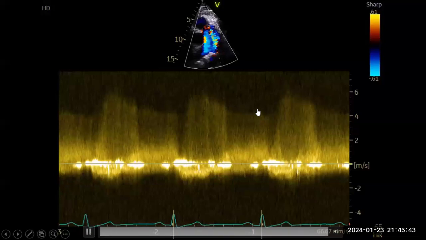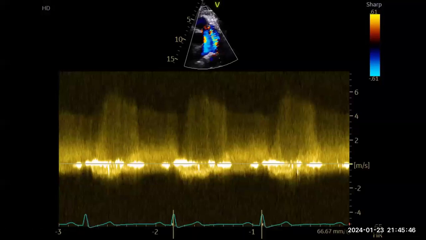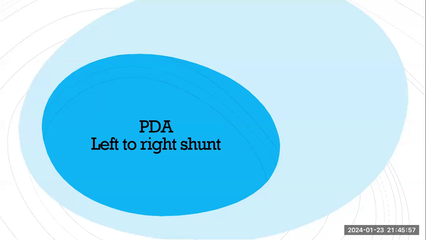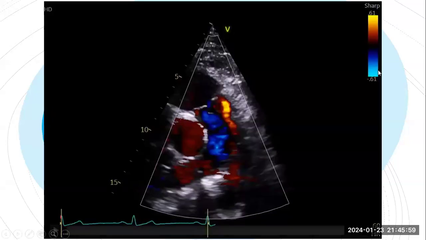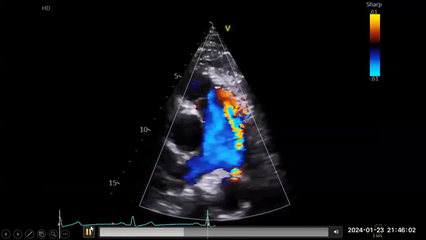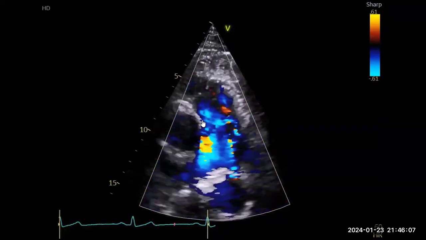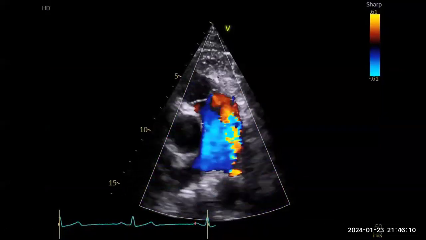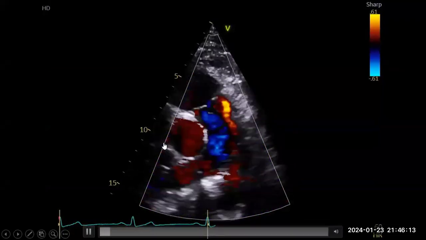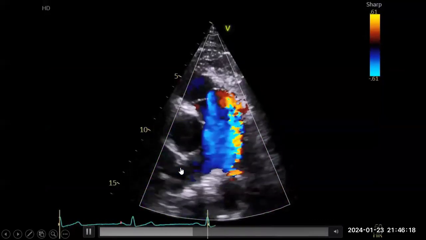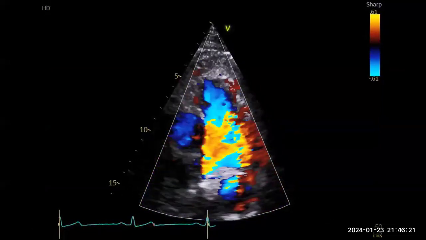And if you want to ask for one more view, Doctor, which view do you want to see? The suprasternal view. Okay, suprasternal view. Oh, sorry, probably we mistakenly put the same view. However, as you mentioned, it's a PDA. Clearly, in the suprasternal there was a flow coming from the aorta to the pulmonary, consistent with a continuous flow and a case of a PDA.